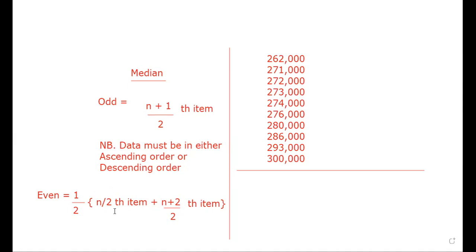Number of observations is given by the letter n. N is simply the number of observations, which is 10.